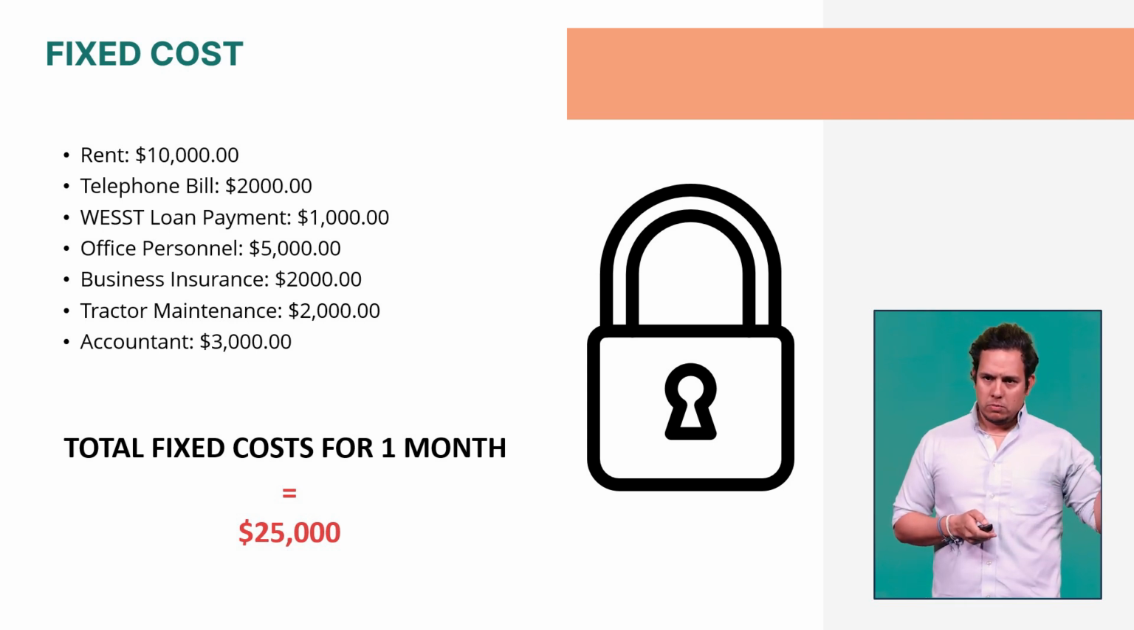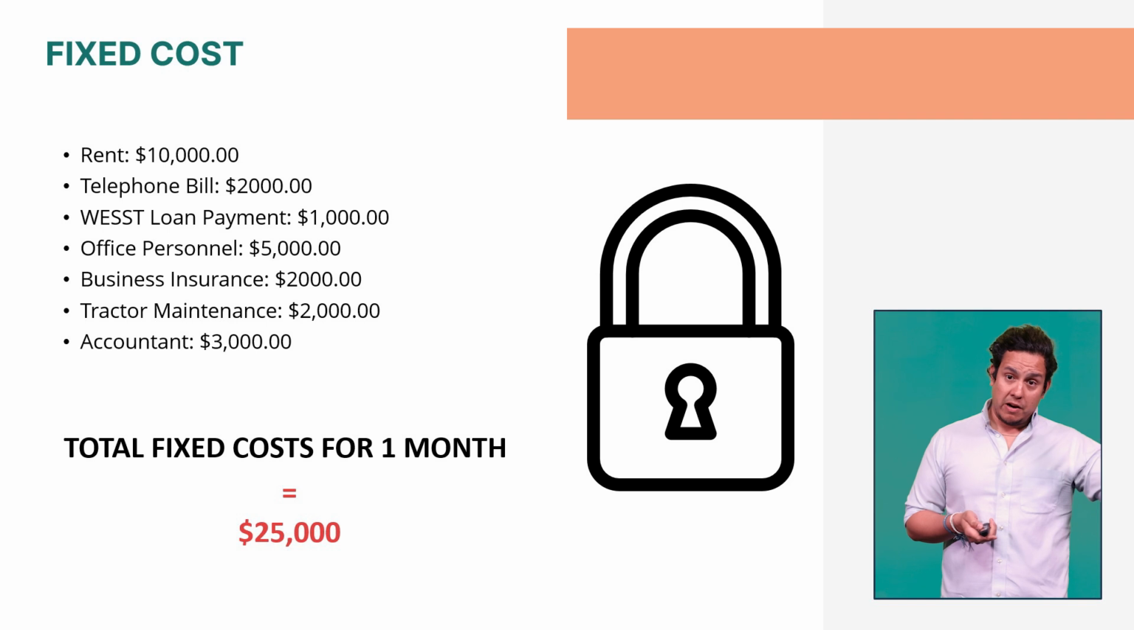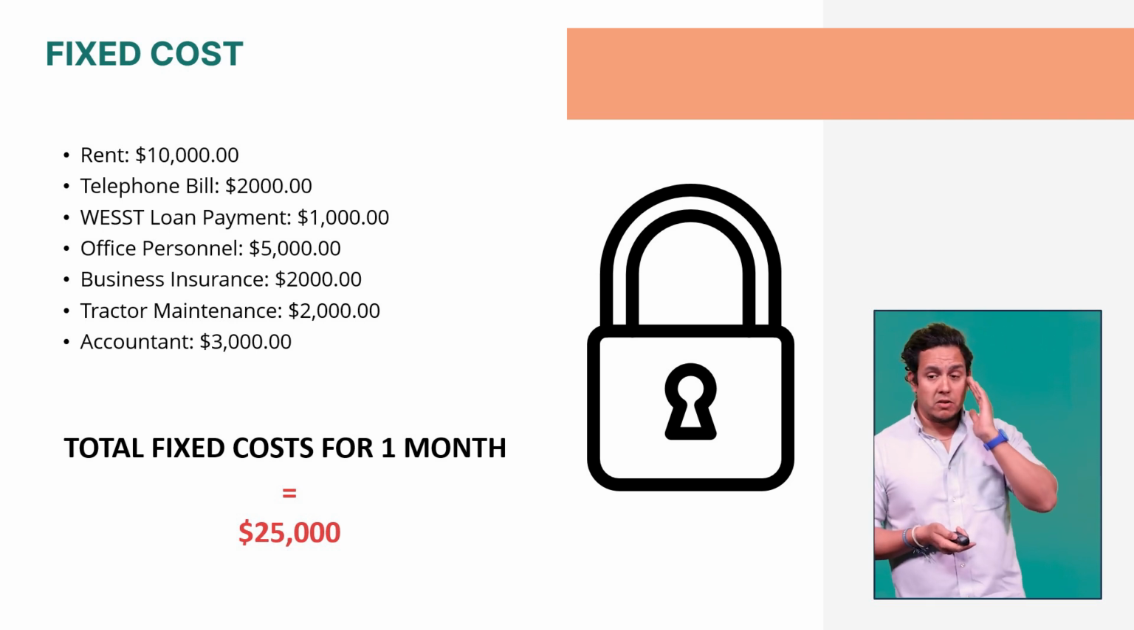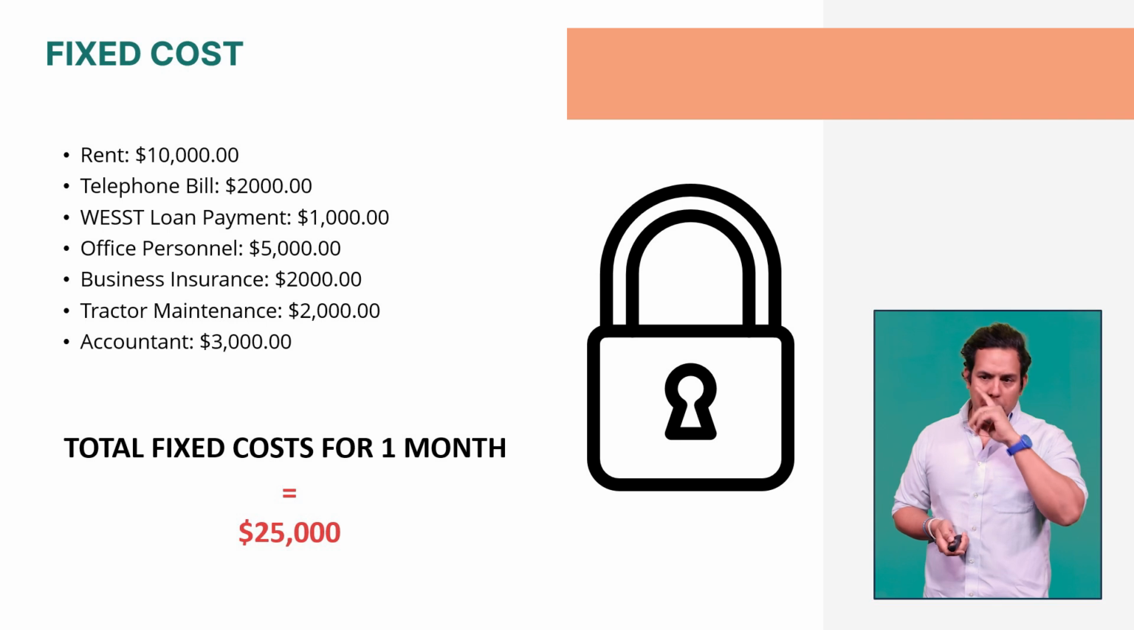Great. On the slide before, we had 50 cents as variable cost, and now we've got $25,000 for fixed cost. Great. What do we do with this?